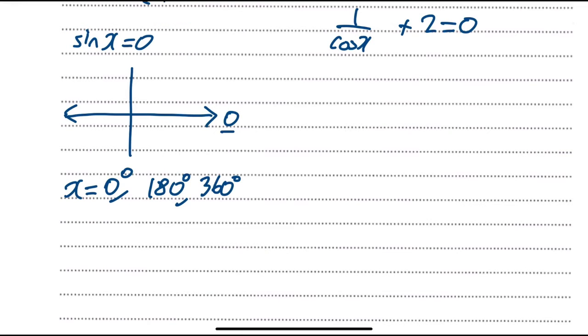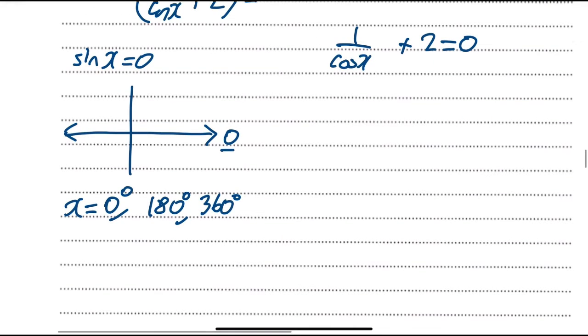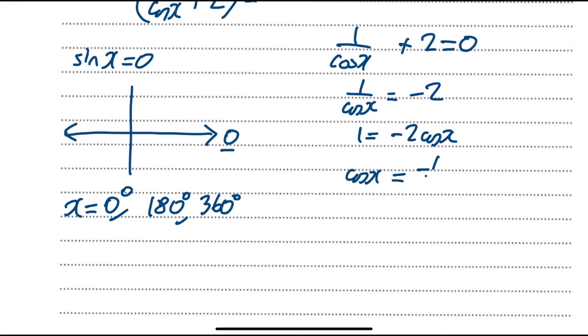Okay, I didn't really have to use CAST diagrams too much there, but we're going to have to do it for this one. Bear with me a wee second. First of all, I will say 1 over cos x is equal to, file the 2 across, it becomes minus 2. And then 1 is equal to minus 2 cos x. A wee bit of rearranging, you're going to get cos x is equal to minus 1/2.